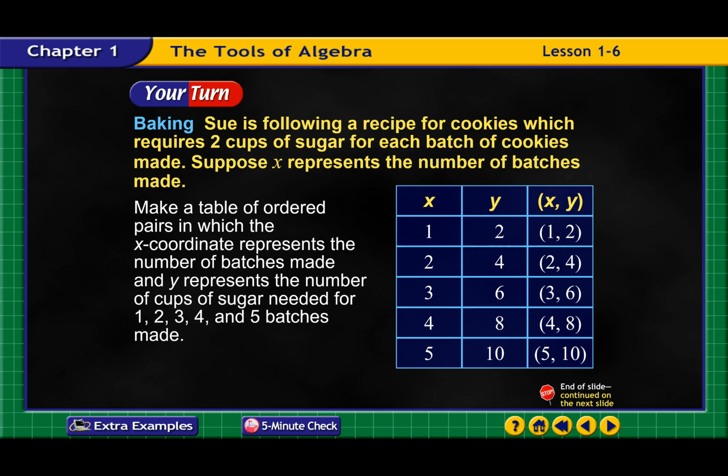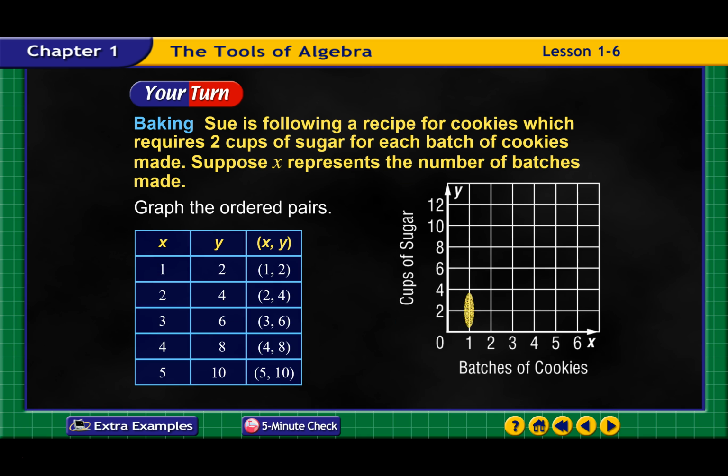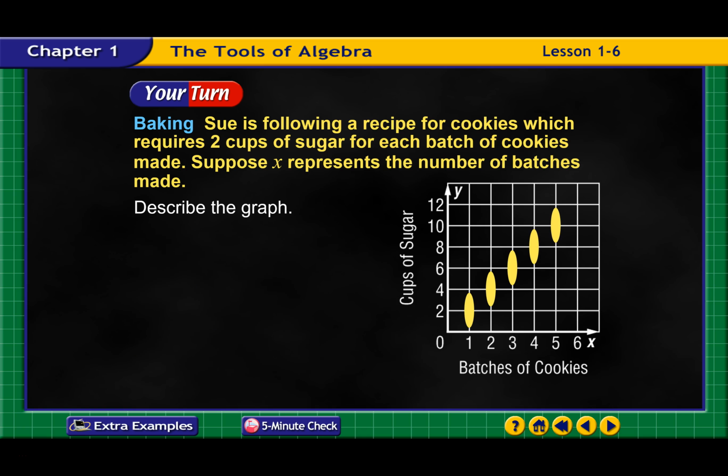Anyways, so 1 batch would be 2 cups of sugar, 2 batches would be 4, 3 would be 6, 4 would be 8, 5 would be 10. So in this case, yes, it will work. Don't know how it's going to taste, but we'll go with it. So graph the ordered pairs. So I'm going to go (1, 2). Notice on the left here we did 2, 4, 6, 8, 10, 12. You could have done that in 1 through 10 if you really wanted. It wouldn't have mattered. It would just have made it more vertical like that. Not a big deal. And then describe the graph. They will be in a line, and they will have a positive relationship, which I don't know why they're not saying that on here.